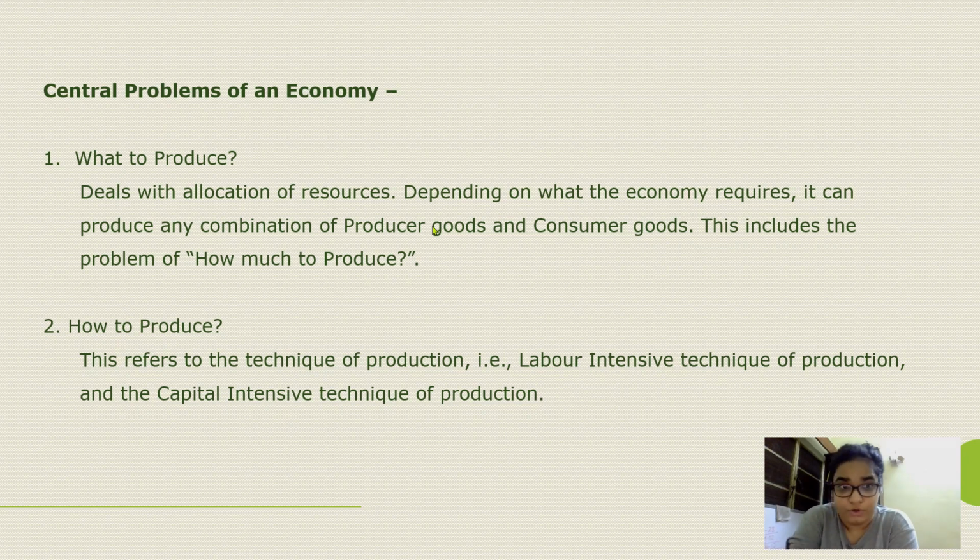Then there is how to produce. By how, we mean the technique of production. There are two types, right? There's the labor intensive technique and there's the capital intensive technique. Mostly it depends on how cheap the labor is, and from a social welfare point of view, it depends on how much unemployment there is.